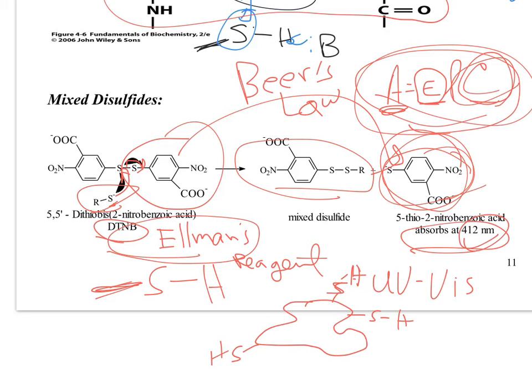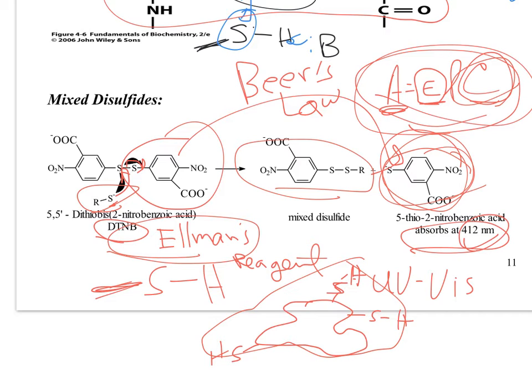So this is a technique that actually is widely used. I've used it myself in my research. And when I teach Biochem Lab, every time I've ever taught Biochem Lab, I've had people use this process to count how many cysteines are accessible on the surface of the protein.